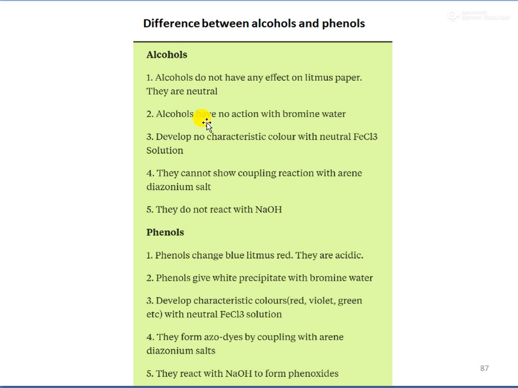Then alcohols have no action with bromine water, whereas phenols give a white precipitate because bromine is substituted at the benzene ring at the ortho and para positions. The third point is that alcohols develop no characteristic color with neutral ferric chloride solution, but we saw that phenol can form complexes with the Fe3+ ions in the FeCl3 solution. Because of that complex, phenols can give color to the medium.